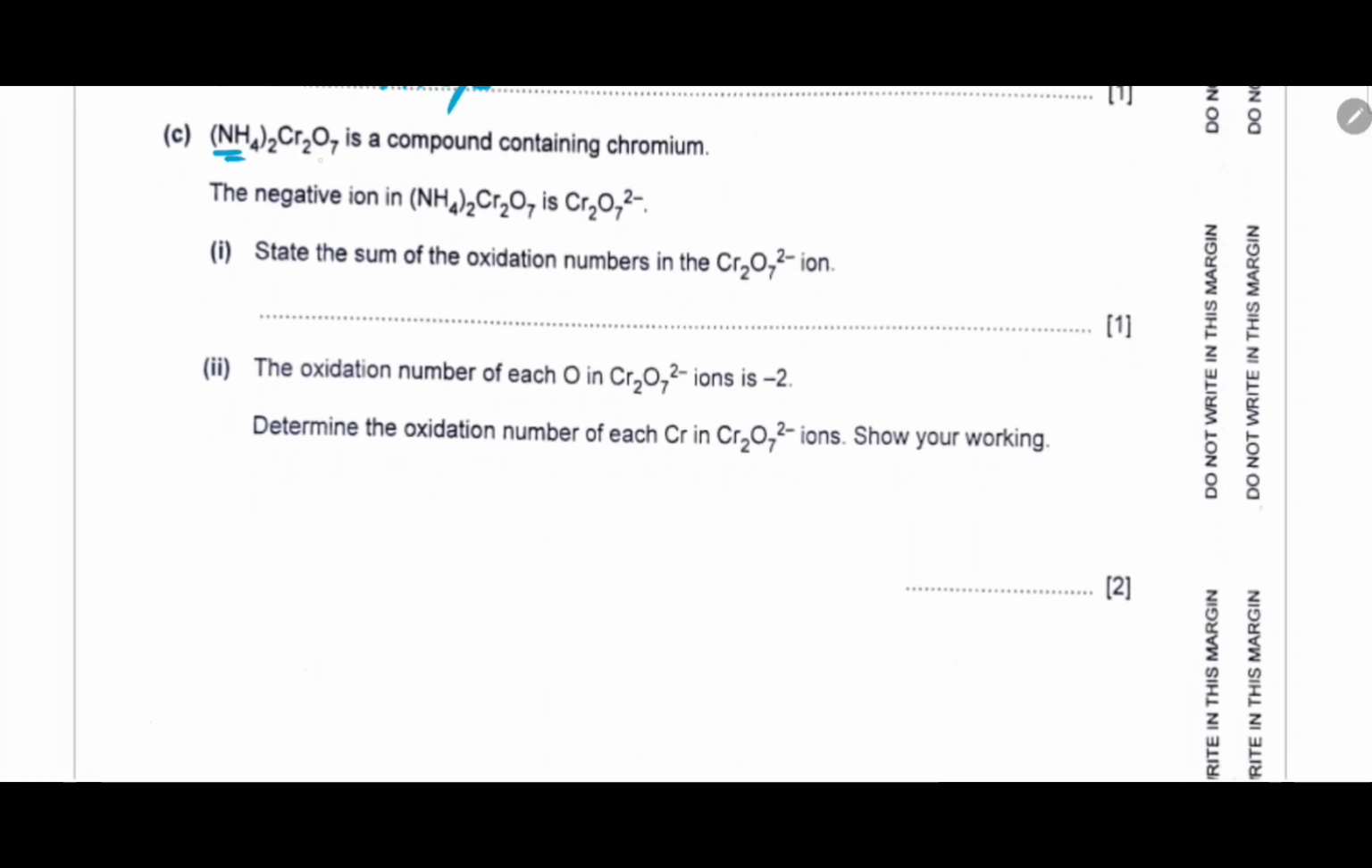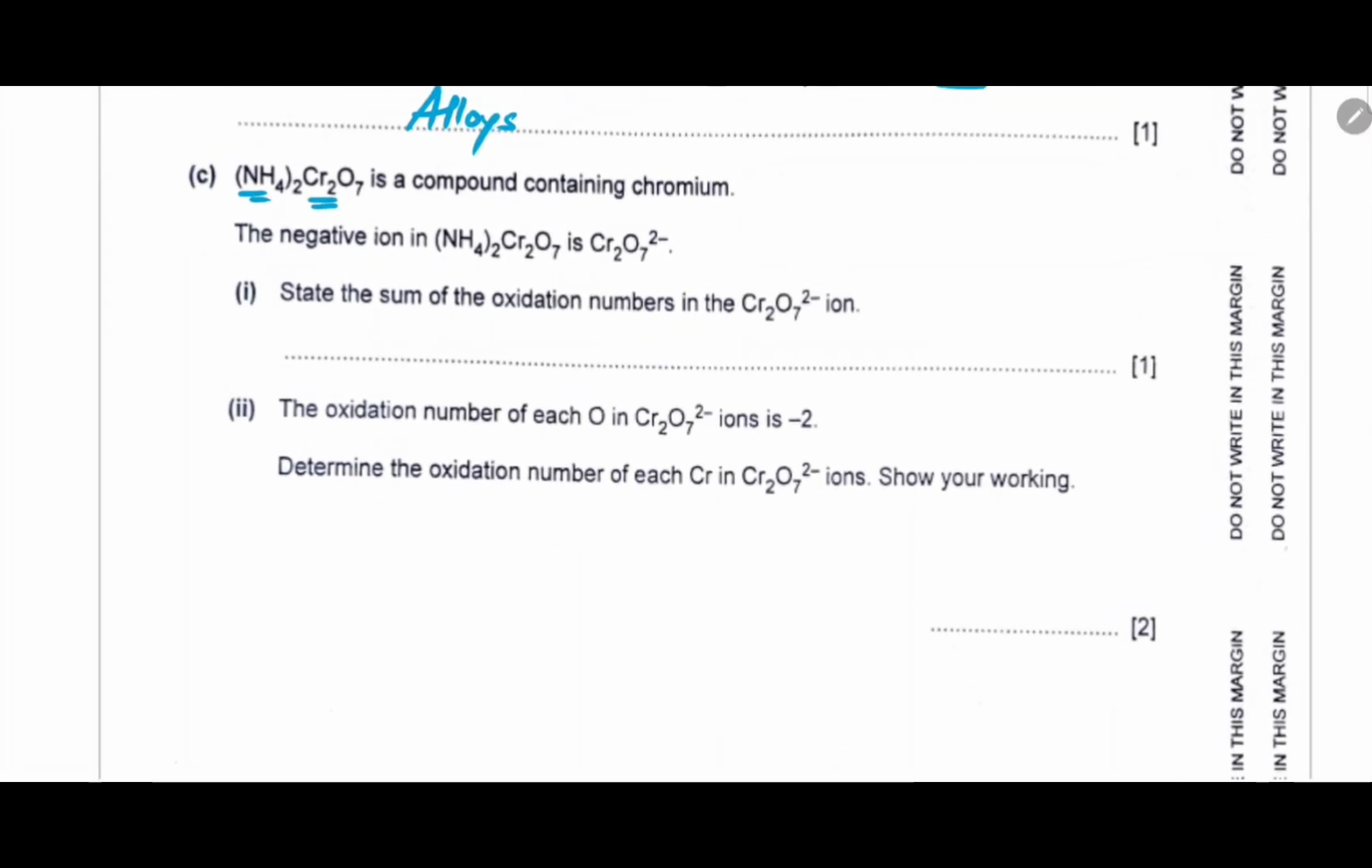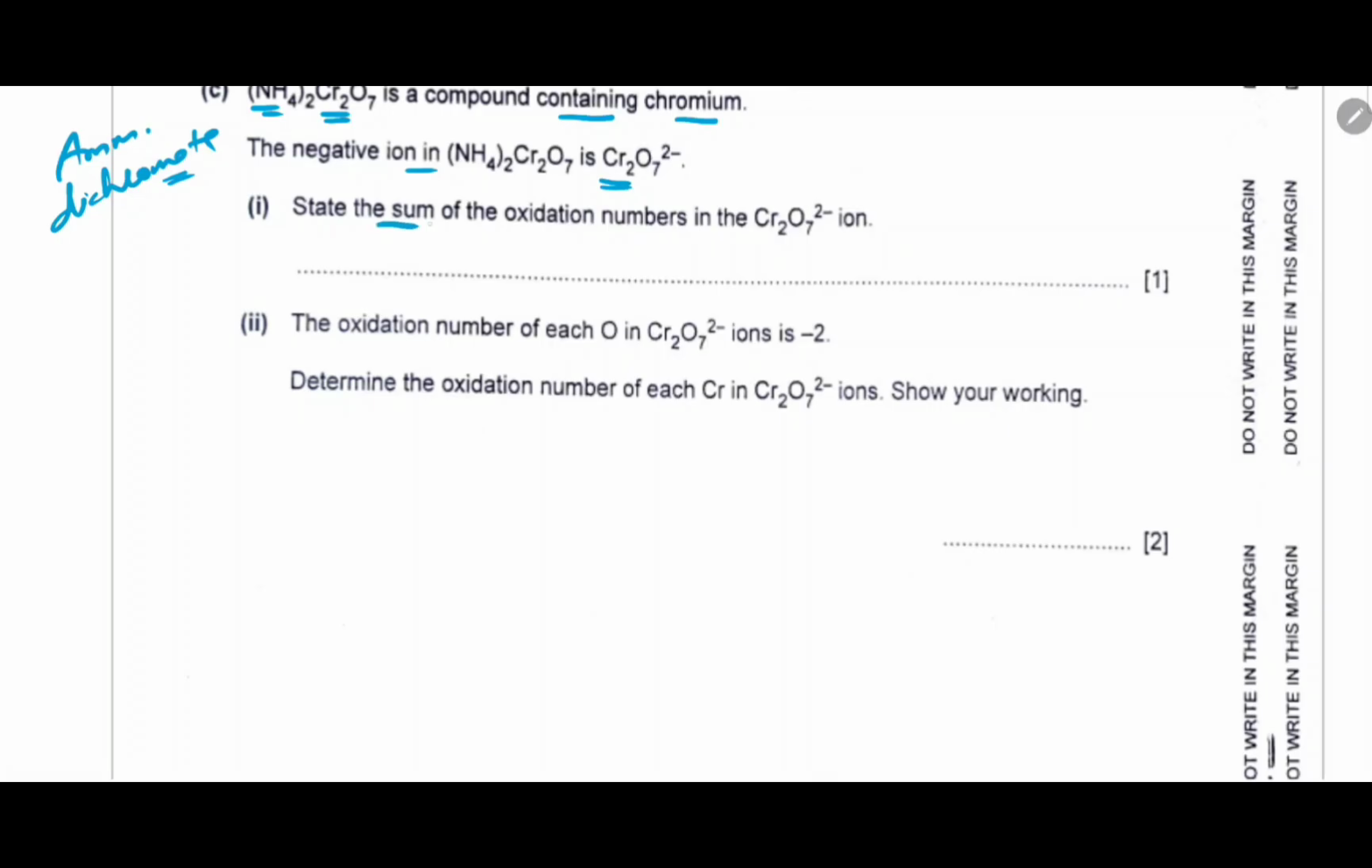Next is ammonium dichromate. Cr2O7 is the dichromate ion, (NH4)2 is ammonium. So it's ammonium dichromate. The name of this compound contains chromium. A negative ion in this is the dichromate ion, Cr2O7 2-. State the sum of oxidation numbers in the ion. Whenever we see an ion, the sum of oxidation numbers will always be equal to the charge on the ion. And what is the charge? -2. The answer will be -2.